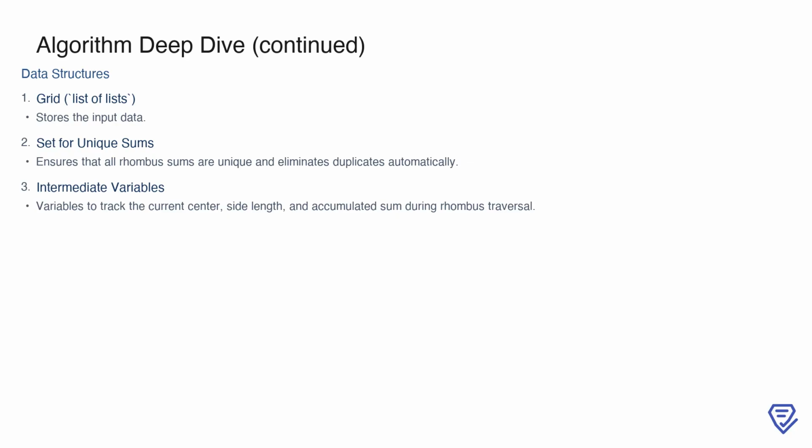To implement this algorithm effectively, we rely on a few key data structures. The grid itself is represented as a list of lists, which stores the input values. A set is used to store unique rhombus sums, ensuring that duplicates are eliminated automatically. During computation, intermediate variables are used to track the current center, the side length of the rhombus, and the accumulated sum as we traverse its perimeter. These structures and variables work together to ensure the algorithm is both efficient and easy to manage.